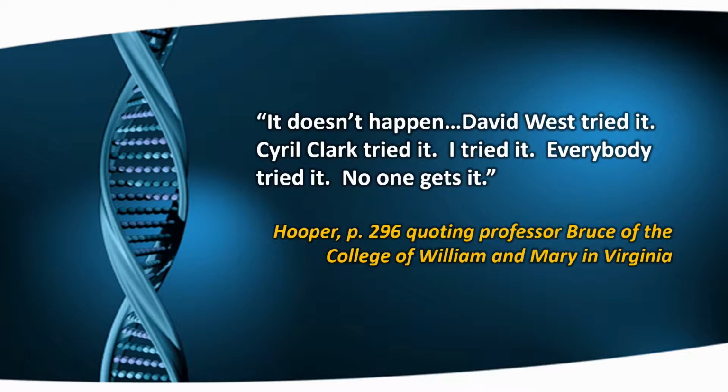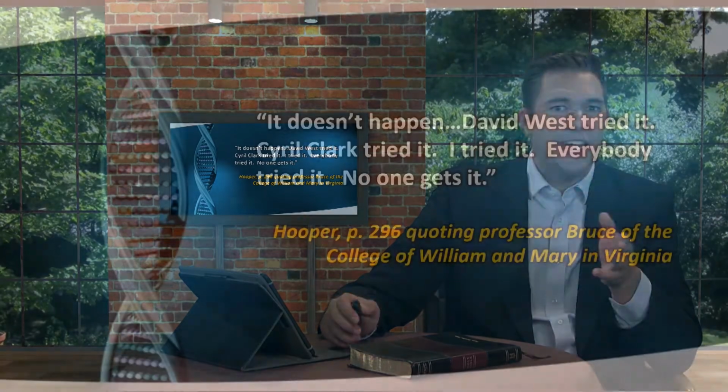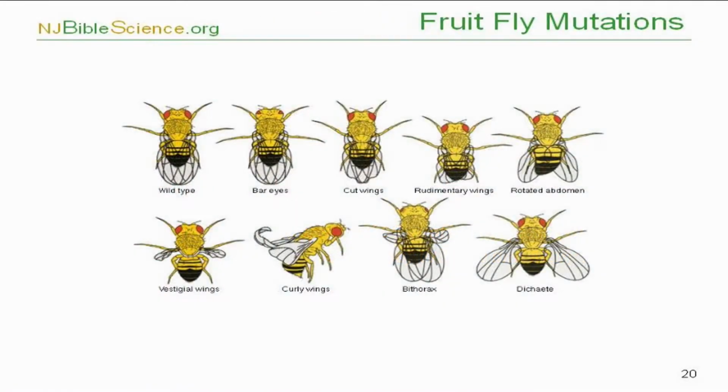This is from the College of William and Mary in Virginia. I used to live just down the road from this college in Virginia. It doesn't happen. David West tried it. Cyril Clarke tried it. I tried it. Everybody's tried it. Nobody gets it. Nobody gets the same result. Time after time it's been tried, and it doesn't happen. So the thought was you could see evolution take place from the darker pepper moths and the white, when in fact it's not. Completely fabricated, really.